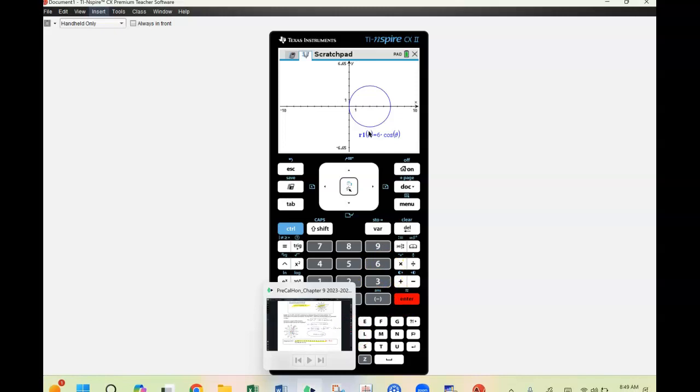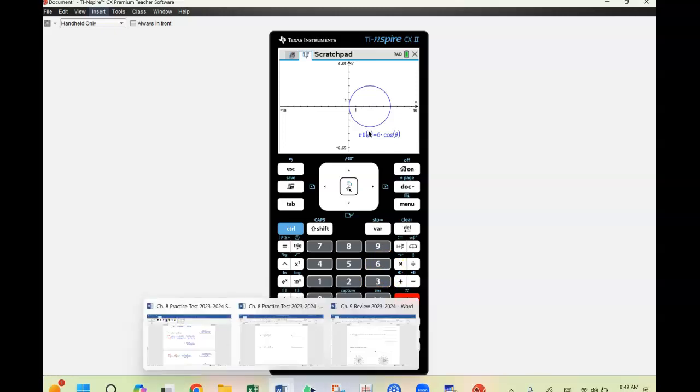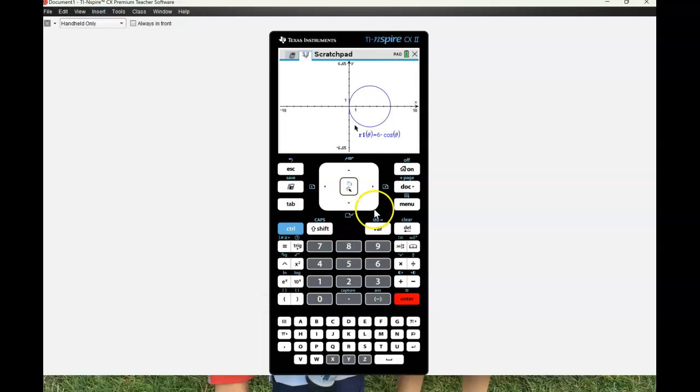Oh, too many. So if you just do 6 cosine theta, that's a circle, right? So now what if I do, oh my, wait, how big can this thing get? I put in 6 cosine. We're gonna put in 400. Okay. All right. So have fun with that then.